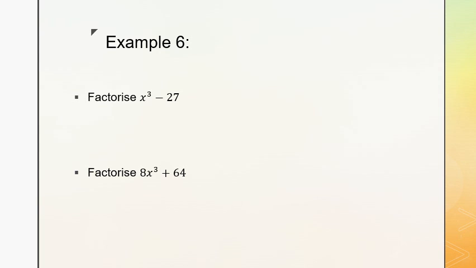So now with these cubic functions, it is easy for us to factorize them. If you look at the first one, you will see 27 is 3 cubed. Therefore, it's a difference of two cubed values. So it's going to be x minus 3, x squared plus 3x plus 9. Okay?